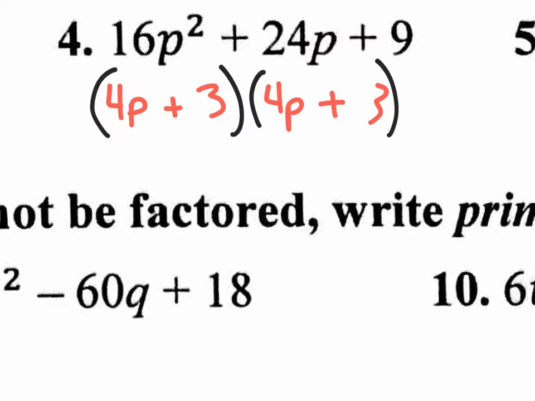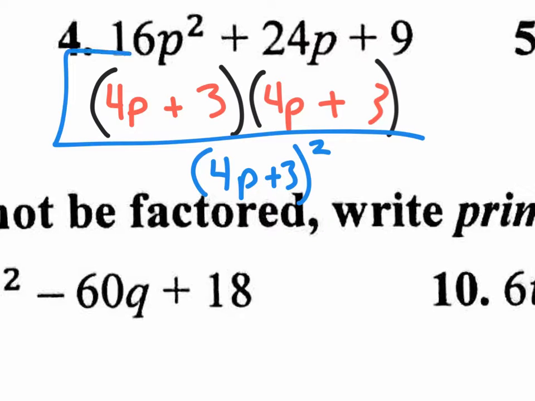By the way, guys, all of these also could be rewritten. If you have a binomial times the same exact binomial, you could, if you wanted to, write it like this: 4p plus 3 squared. Okay, if you wanted to. But I'll accept either one of these.